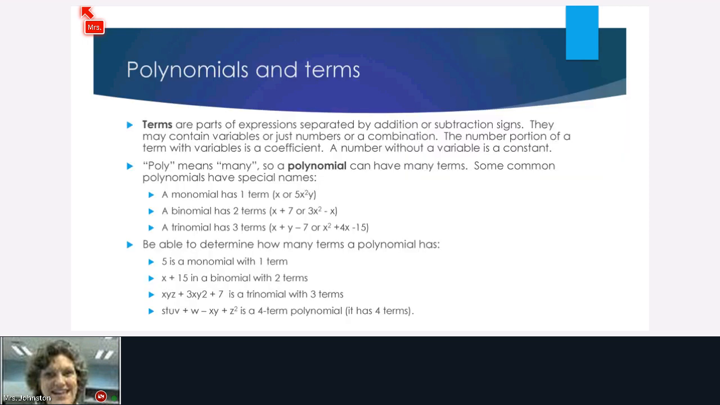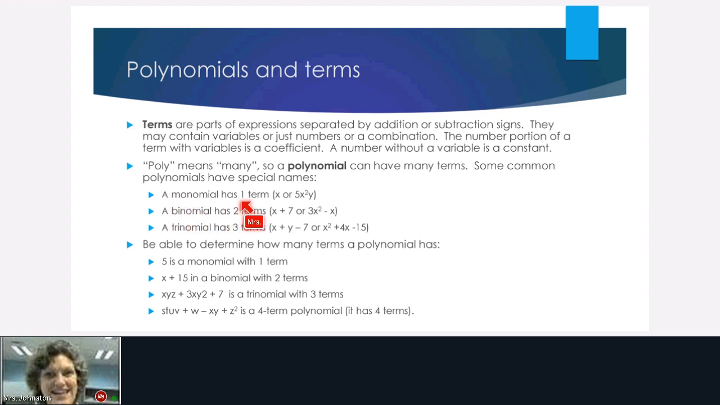First of all, there was a lot of vocabulary to learn in this unit, and we learned about different kinds of polynomials, the terms within polynomials, and what their names are. Now, terms, not complicated, they're just chunks of an expression that are separated by plus and minus signs. So, poly means many. A polynomial can have many terms, and some have specific names.